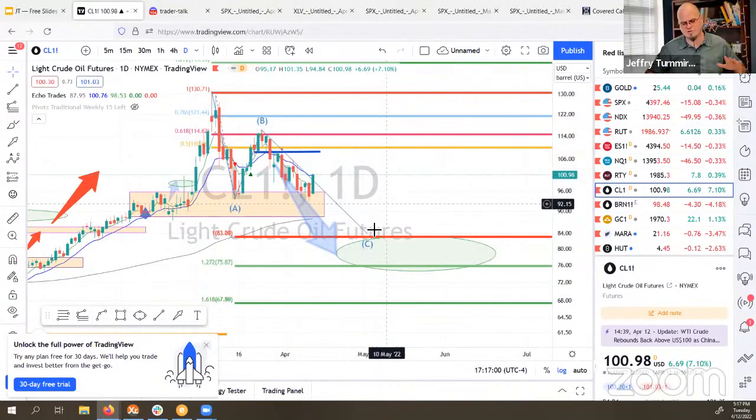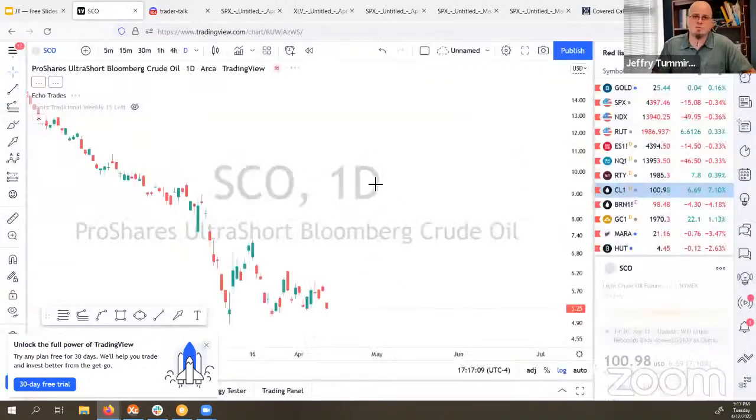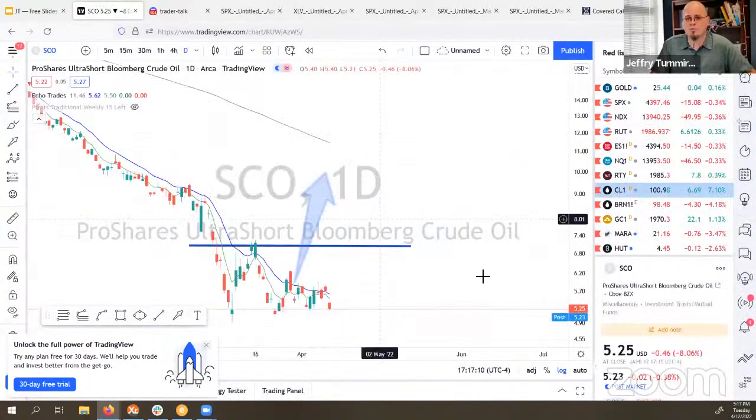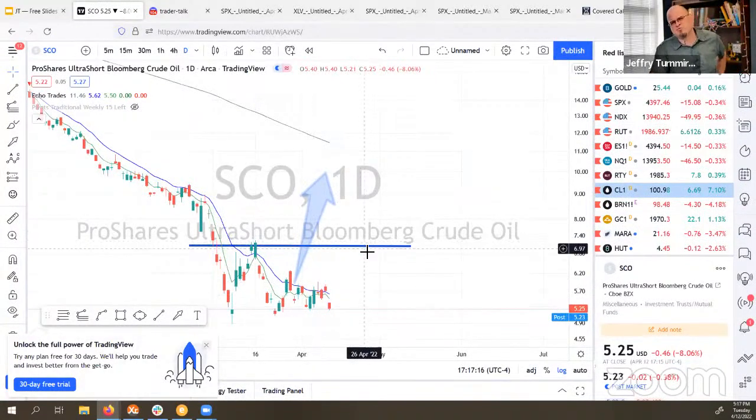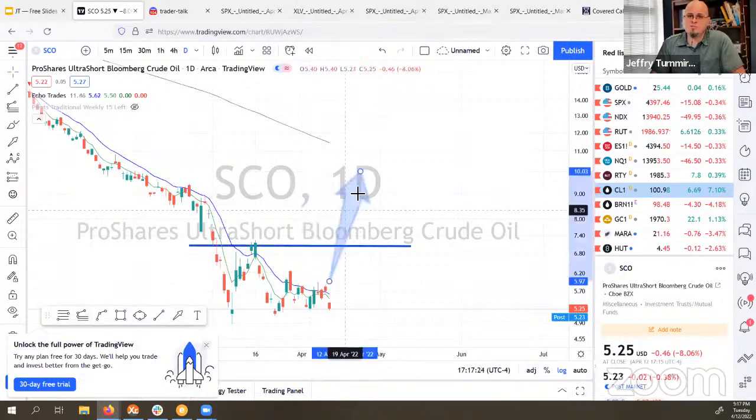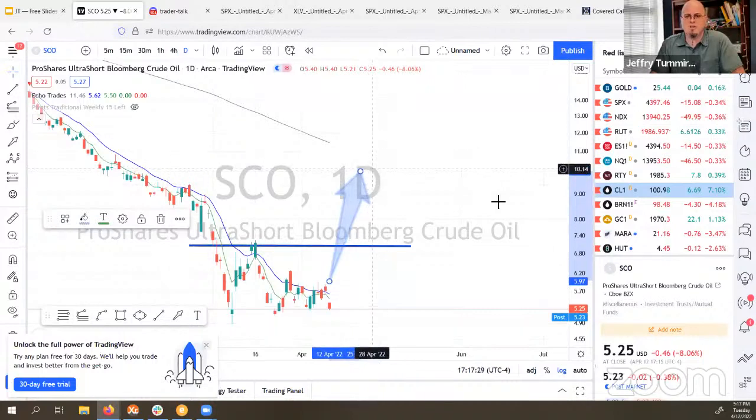I do have a position on SCO still open, some calls, which is, if you're not familiar, SCO, it's a short, ultra short crude oil. Hadn't really been doing anything yet. I think it's either $6 or $7 calls out till June. Looking for this potential move up to about the $10 area. Just make a few bucks and get out. And I just have a couple bucks at risk. It's not really a big position at all. So I'm just sitting there waiting to see if I'm right or not.